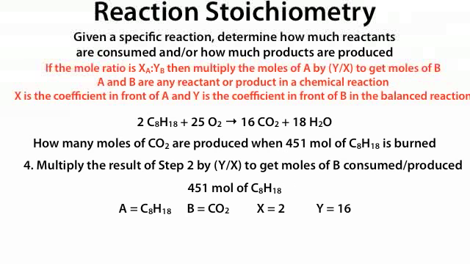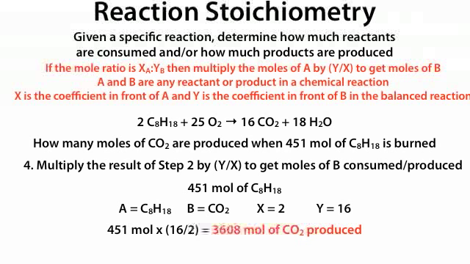Step 4. Multiply the result of step 2 by Y over X to get moles of B consumed or produced. The result of step 2 was that we have 451 moles of C8H18. We then multiply 451 moles of C8H18 by 16 divided by 2, which is Y over X.